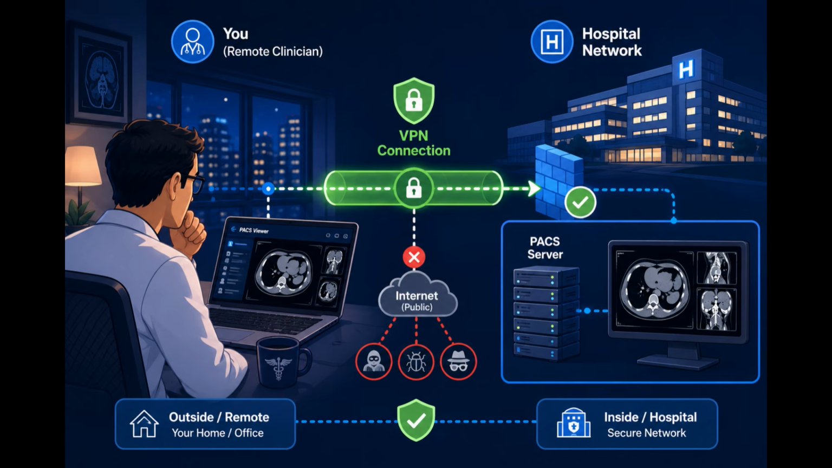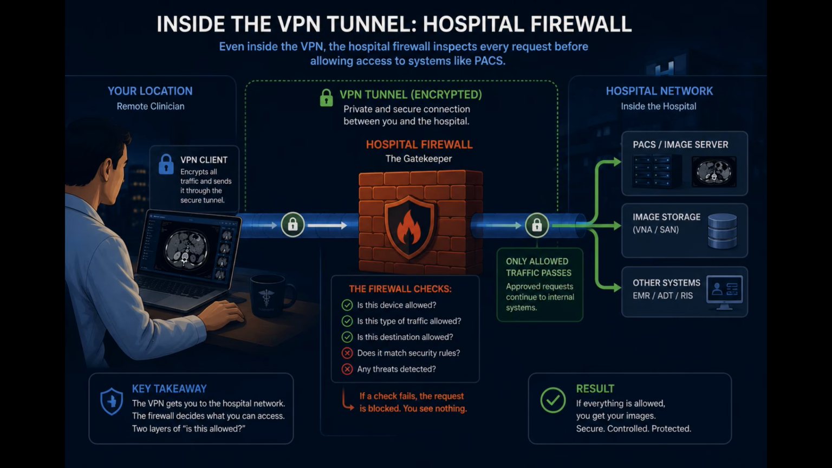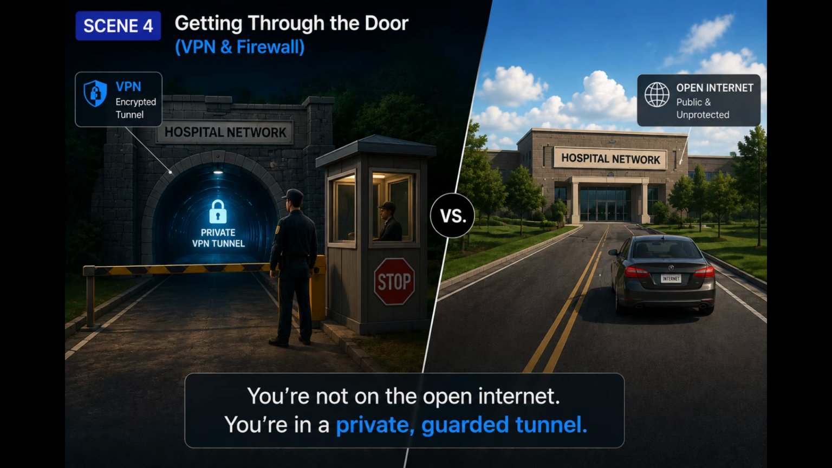Even once you're in that tunnel, the hospital's firewall is still checking every request against its rules. This device is allowed. This type of traffic is allowed. This isn't. If a request does not match the rules, you don't get an error. It just goes nowhere. That's the difference between a private guarded tunnel and an open road with a checkpoint partway through. Two separate layers of is this allowed, both quietly happening before anything else.